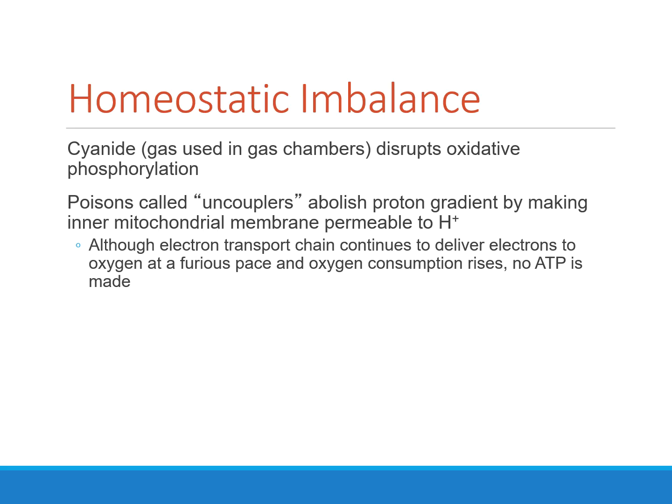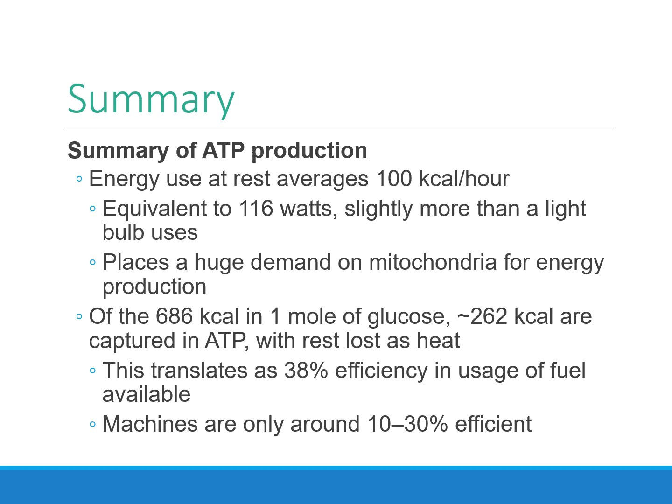And so although the electron transport chain continues to deliver electrons to the oxygen ultimately at a furious rate, the oxygen consumption rises and no ATP is made. And so that's how cyanide gas does its dirty deed.